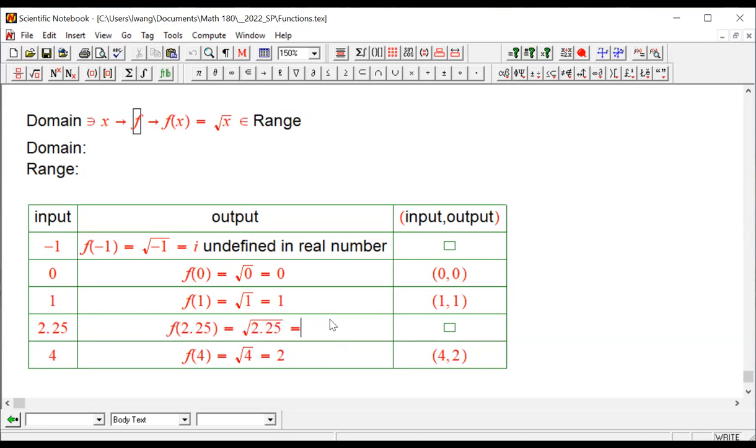It's going to be 1.5. So for that input, 2.25, the output is going to be 1.5. If you want to choose fractions, no problem, go for it.